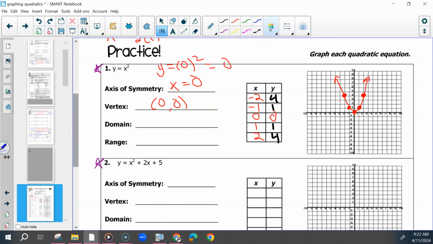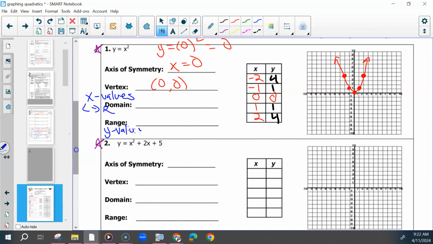Right beside this. Domain is your x values, and we look at our domain from left to right, least to greatest. Our range is our y values, and we look at that from lowest to highest, or bottom to top. Again, least to greatest. When we write our domain and range, it's going to be in interval notation, but you may also see it in set builder notation, so I'll write what that looks like.